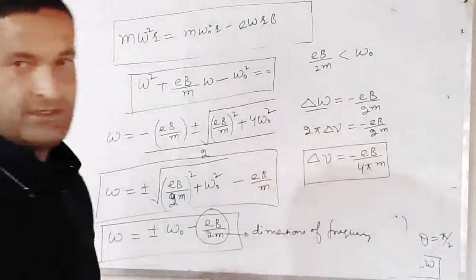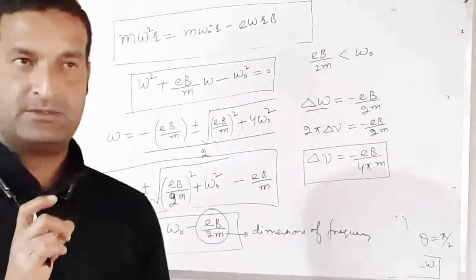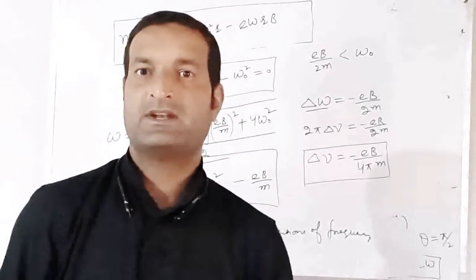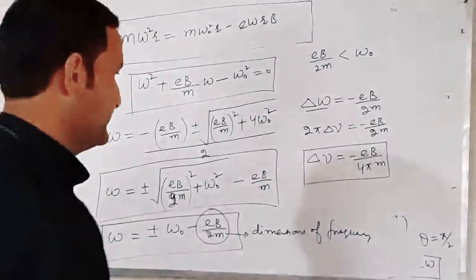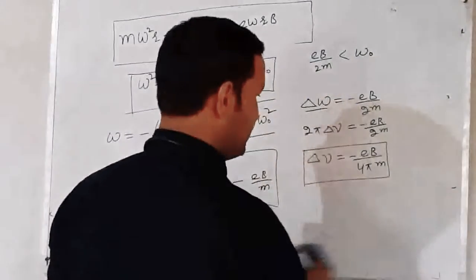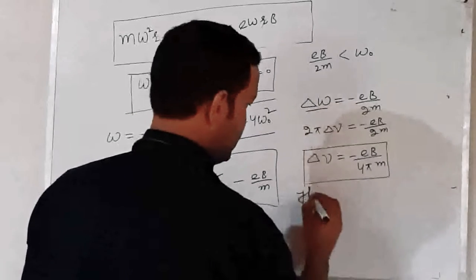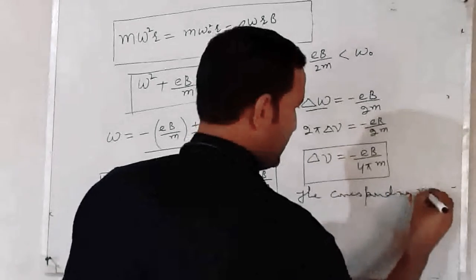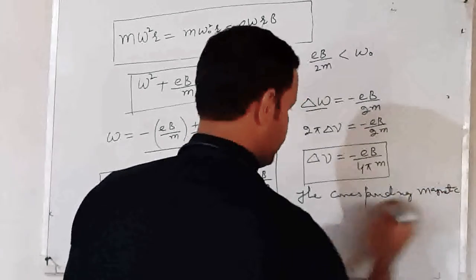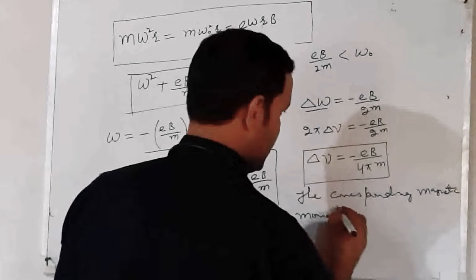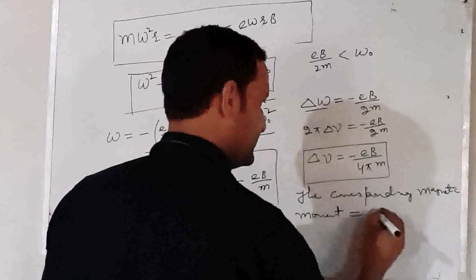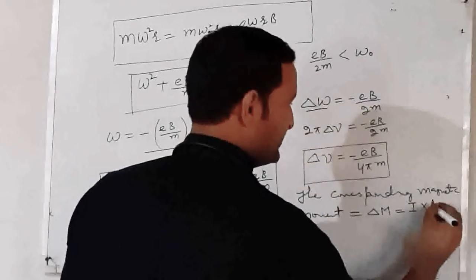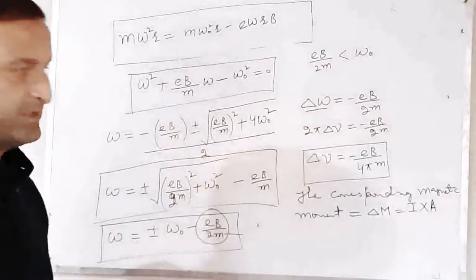This is the change in linear frequency. This change in linear frequency will relate to the dipole moment. As per the relation, you know the corresponding magnetic moment will be equal to delta m is equal to current into area. This is the basic definition of the magnetic moment.